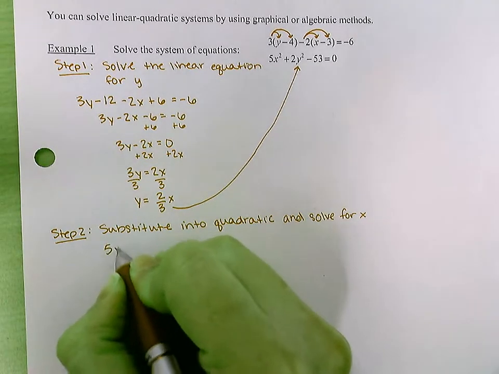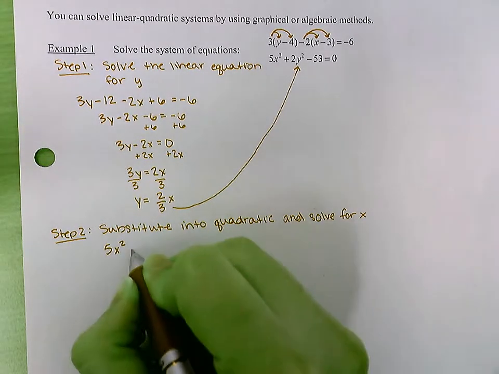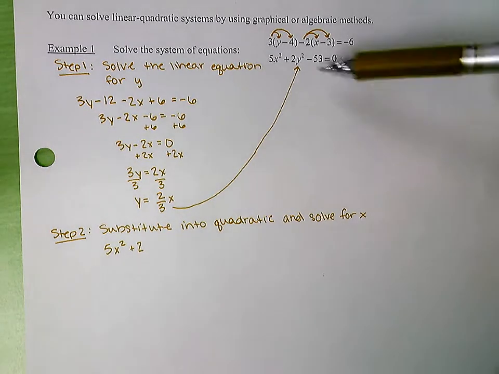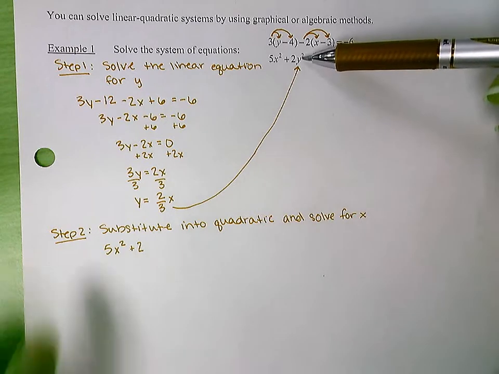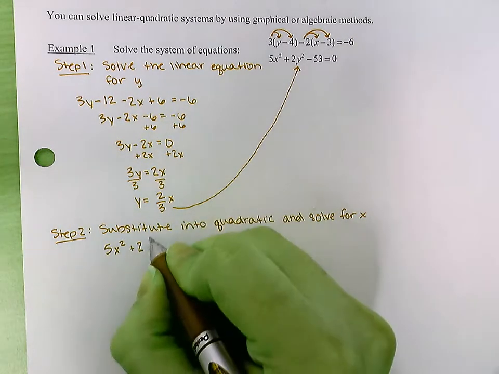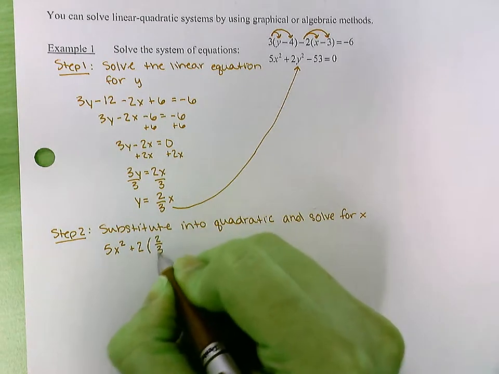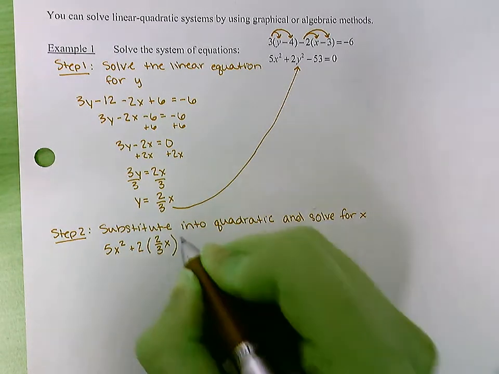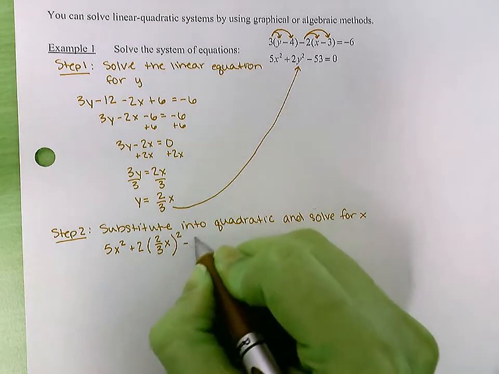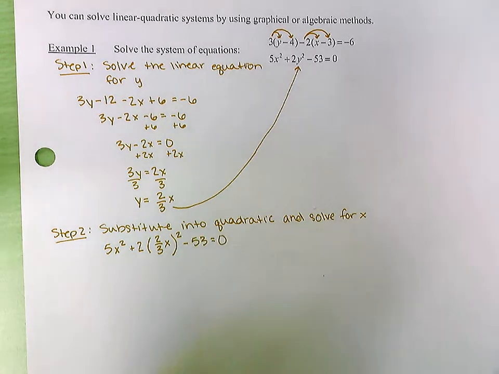So now I'll take 5x squared, add 2. Now instead of it being y, I'm substituting what I found y to be in for that value. So I have 2/3 x, and that quantity is squared, minus 53 equals 0.